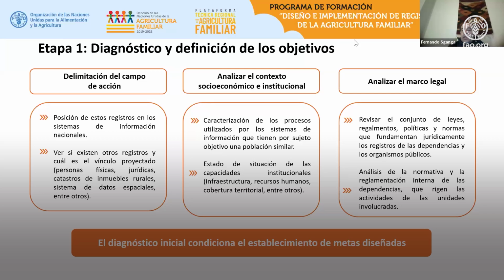The context of analysis: we need to bear in mind that this is not one size fits all. We need to consider institutional capabilities, territorial coverage, human resources, and infrastructure available. If we want a digital registry but we have internet coverage issues, how can we have a digital registry if they don't have internet access, for instance? Let's think of devices then.